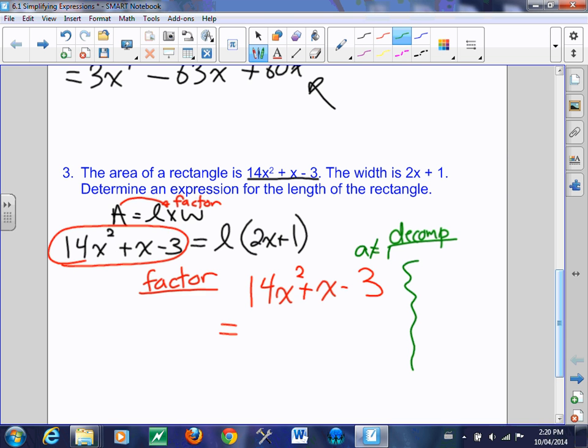Setting up your margin on the side, depending on what teacher you've had in the past, I always do product. So product equals a times c. So my product is going to be negative 3 times 14, which is negative 42. And my sum equals 1. Be aware of the signs here, ladies and gentlemen. For a product to be negative, that means we have to have at least one negative. And we need a sum that's going to be 1.